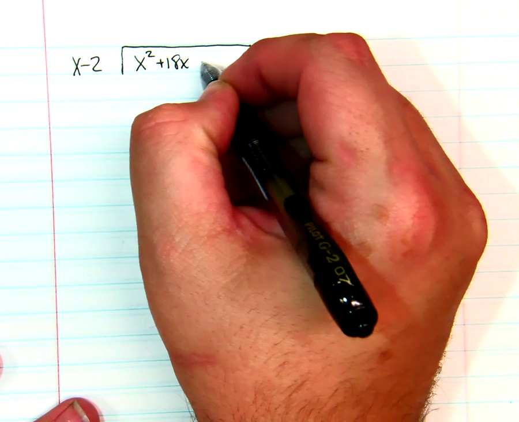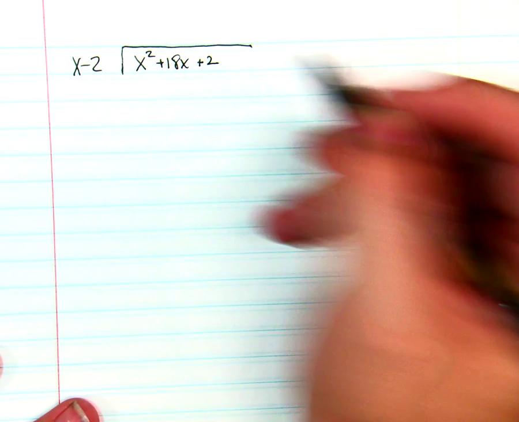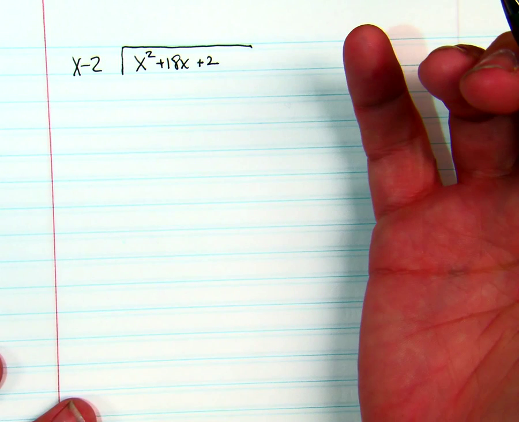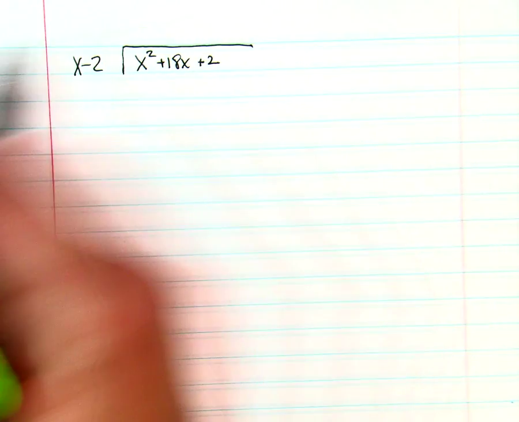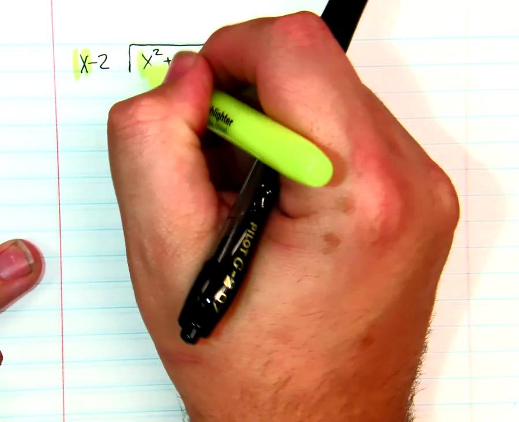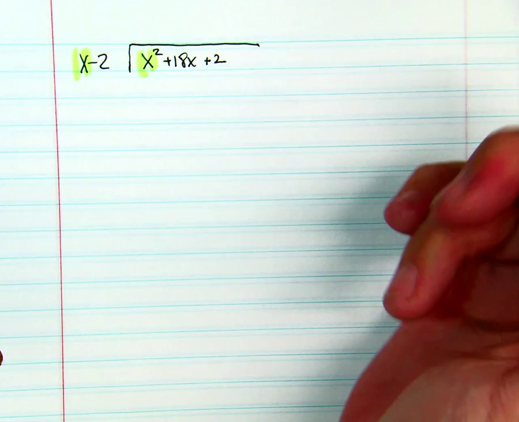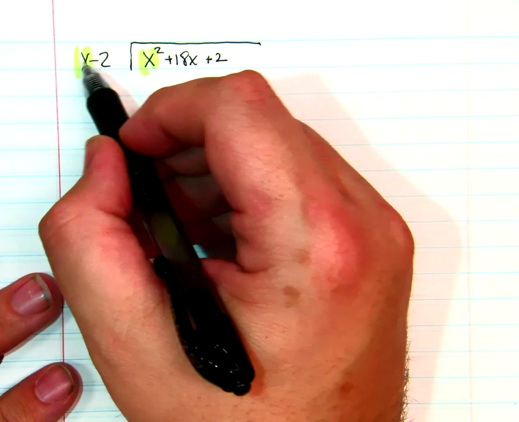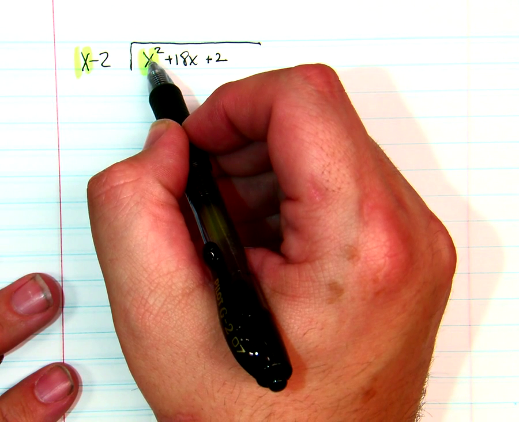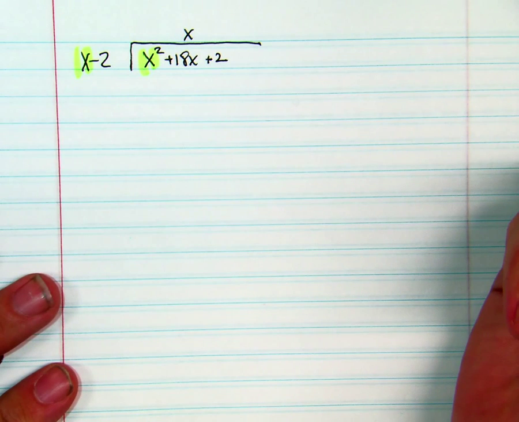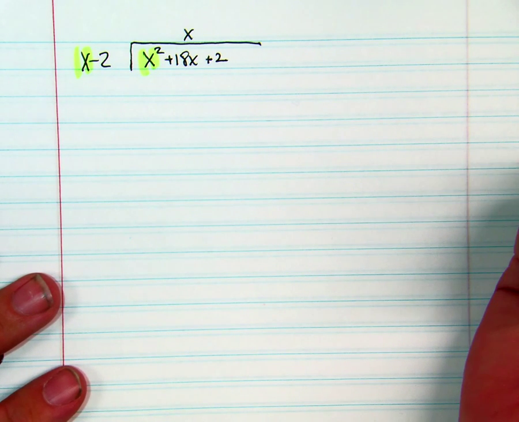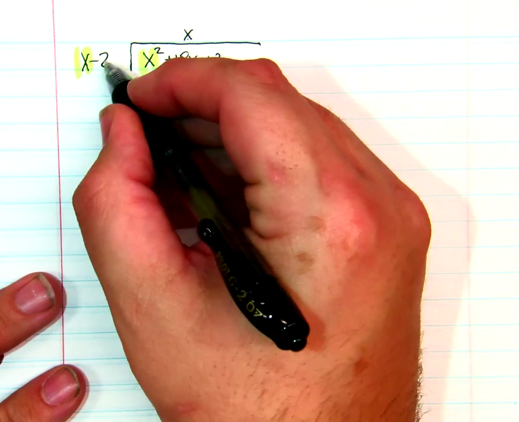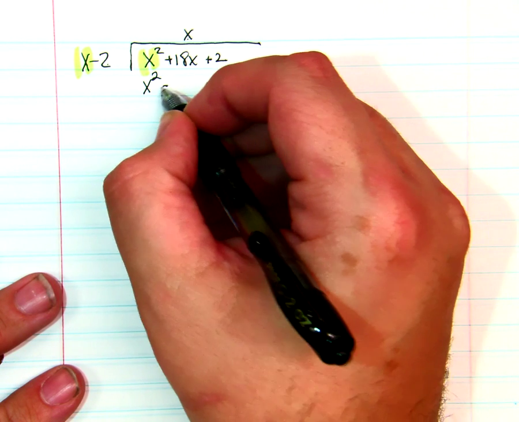This is just another problem. I have to key on these first two terms. You always start by keying on the first two terms, x and an x squared. So what times x is going to get me to x squared? X. So I'm going to put an x up there. Does that make sense? Because x times x is x squared. What's x times negative 2? Negative 2x. Now I'm going to put parentheses around it, and I'm going to subtract.